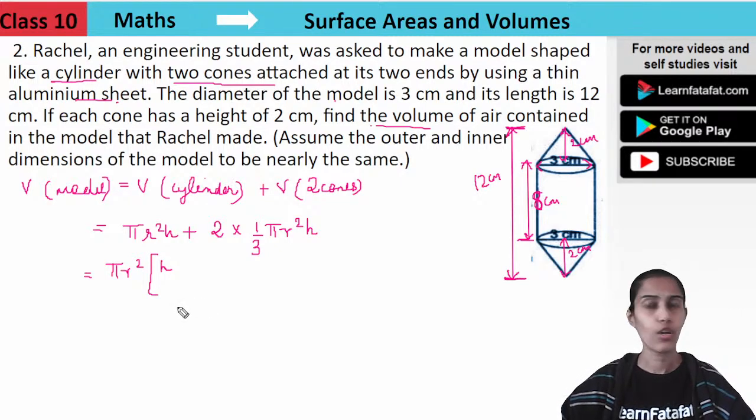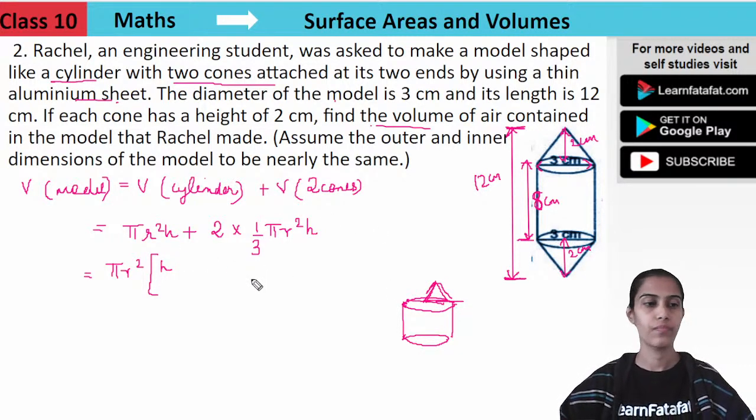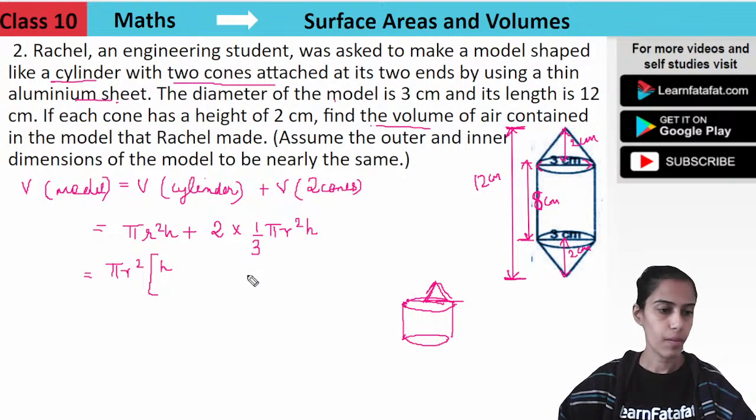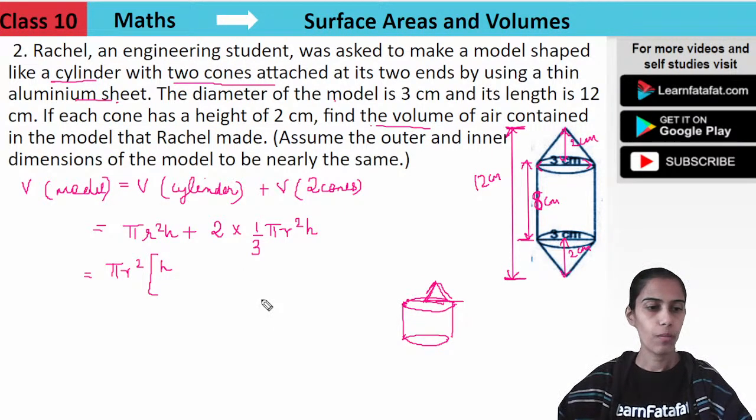Otherwise you cannot take it as common. अगर एक ऐसा मॉडल दिया होगा where this is the cone and this is the cylinder, for example, ऐसे टाइप के मॉडल में कोन और सिलेंडर का रेडियस सेम नहीं है. So in that case you cannot take r as common, but here we can take it common. यहाँ पे इक्वल है तो मैं ले लूंगी कॉमन.